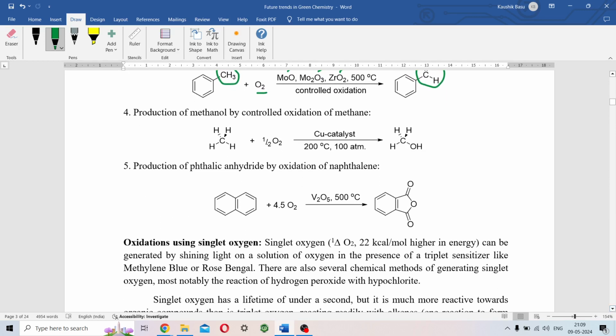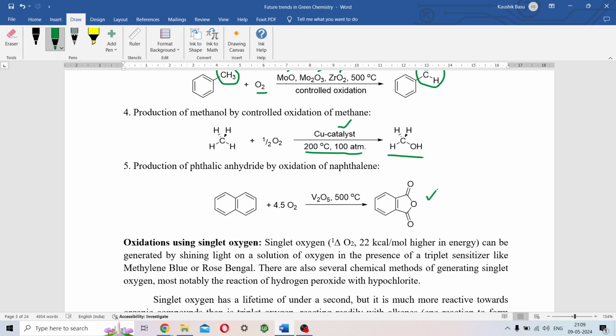And again, one step lower from formaldehyde is methanol. So if you change the catalyst to a copper catalyst and modify your conditions accordingly, then you can achieve the oxidation of methane to methanol.